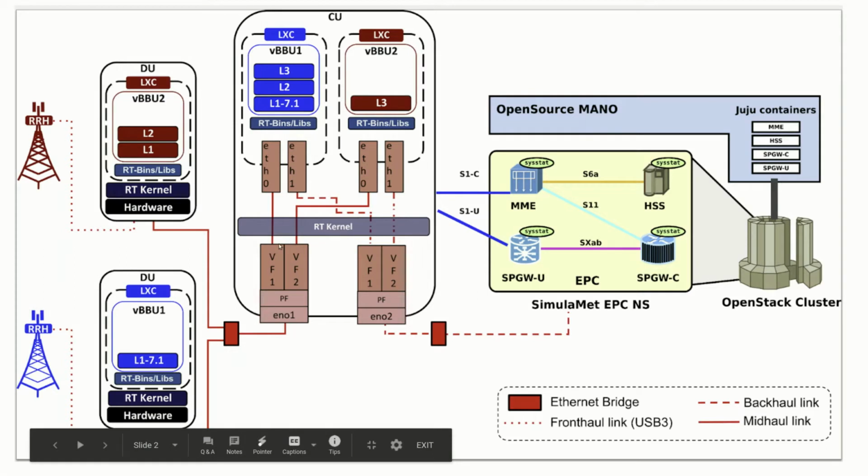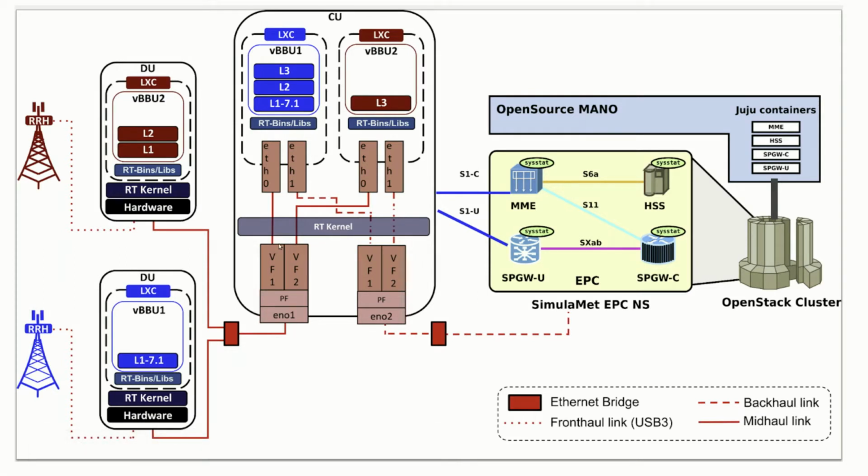For the Cloud RAN, we consider two LTE VBUs. VBU1 adopts split 7.1, which instantiates low physical layer functions at the DU and the high physical layer functions, layer 2 and layer 3 functions at the CU. VBU2 adopts split 2, which instantiates layer 1 and layer 2 at the DU and layer 3 at the CU.